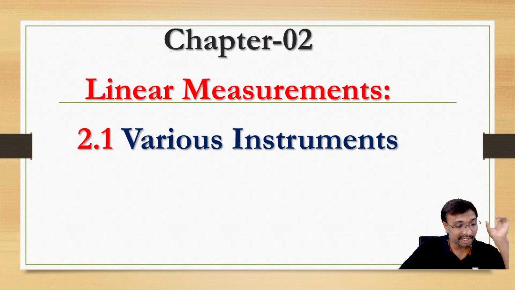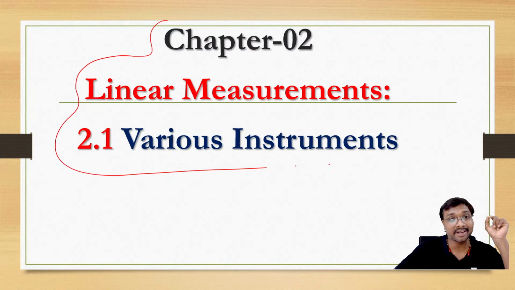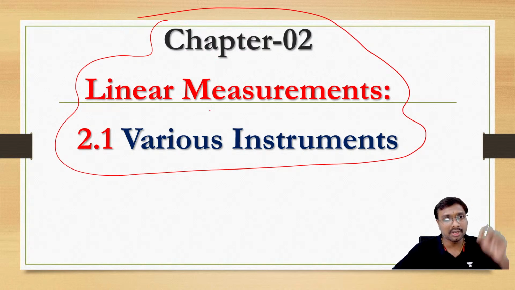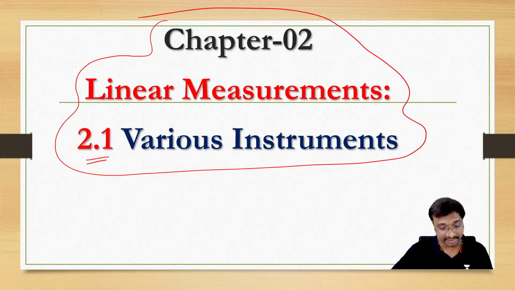The first chapter got over already, yes or no? And the second chapter is linear measurements. In this, 2.1, the second chapter's first part, we will be discussing various instruments. After that, we will go for methods of chaining and other things. Today and tomorrow, we will be discussing only the instruments part.